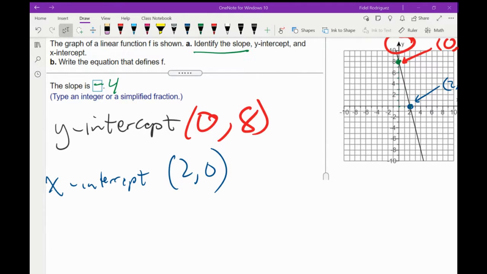Right here, 2, 0. Okay, chickadee check. All right. Now, look at the last part. It says, write an equation that defines x. Okay, so let's do that.